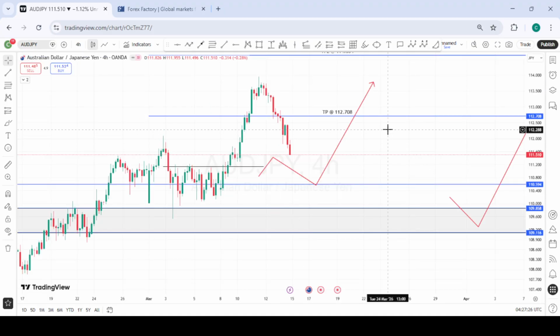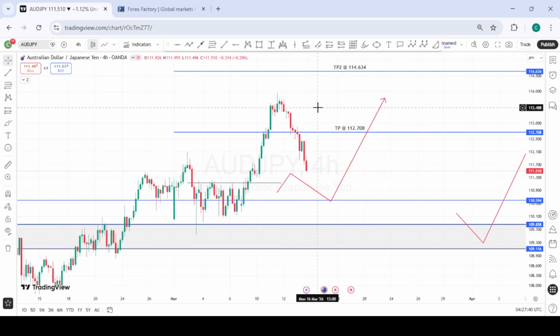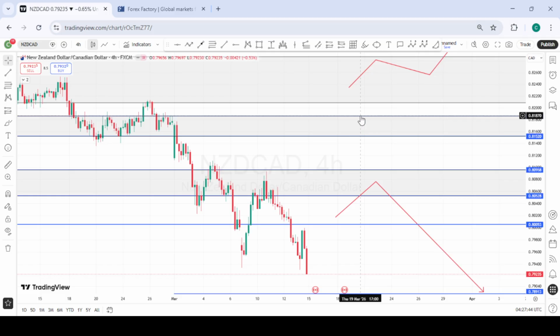We have the AUDJPY. So for AUDJPY, last week we anticipated that price was going to break or shift structure here and come for a retest and continue to the upside. Price broke or shifted but never gave us an entry opportunity and went through, so we missed out on this position last week. This is NZDCAD.